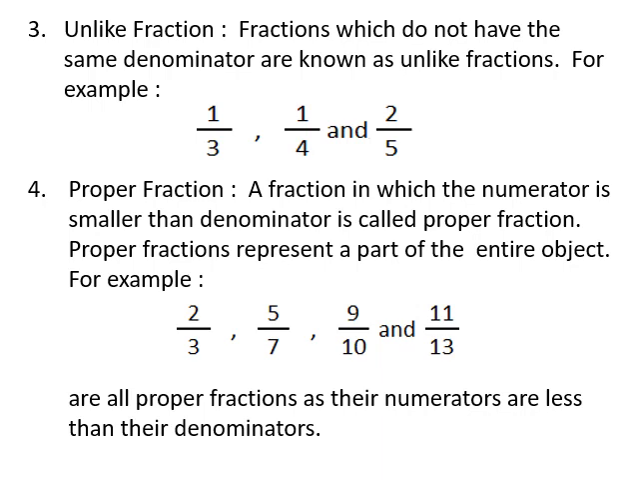Then comes your fourth type of fraction, that is called a proper fraction. A fraction in which the numerator is smaller than the denominator is called a proper fraction. Proper fractions represent a part of the entire object. For example, 2 by 3, 5 by 7, 9 by 10 and 11 by 13. All are proper fractions as their numerators are less than their denominators.